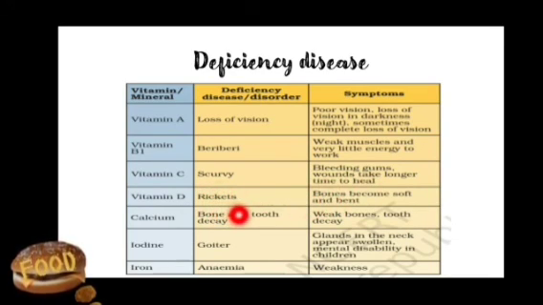Iodine. If there is no proper iodine content in our food, we get goiter, in which glands in the neck appear swollen, and mental disability in children. Due to the lack of iodine content, some children may get mental disability. Iron. If there is no proper amount of iron in our food, then we'll feel anemic, which is weakness.